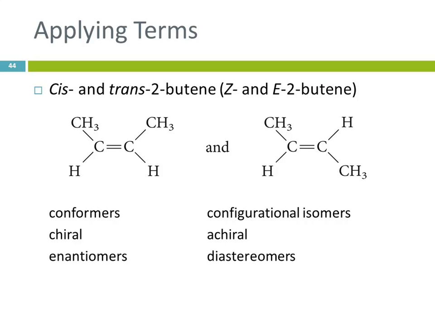Let's practice applying those terms. And there's some homework problems like this. So here's cis and trans 2-butene. If we're using Z and E notation, this would be Z because the higher priority groups are on the same side, and this would be E because the higher priority groups are on the opposite side. So are these conformers or configurational isomers? Can you convert this one into that one by rotation around a single bond? No. They're configurational isomers.